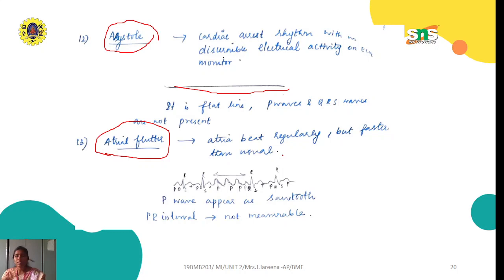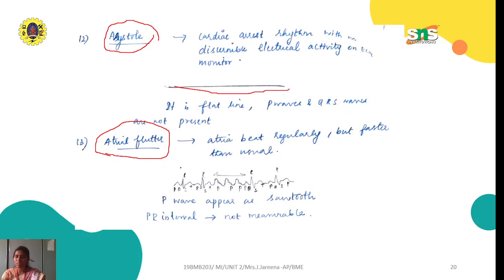Here in atrial flutter, the atrial beat is in a regular manner, but it's beating too fast. That is the main difference between atrial flutter and atrial fibrillation. So here you can have the P wave. All the other waves will also be present, but you can have changes with the P wave.